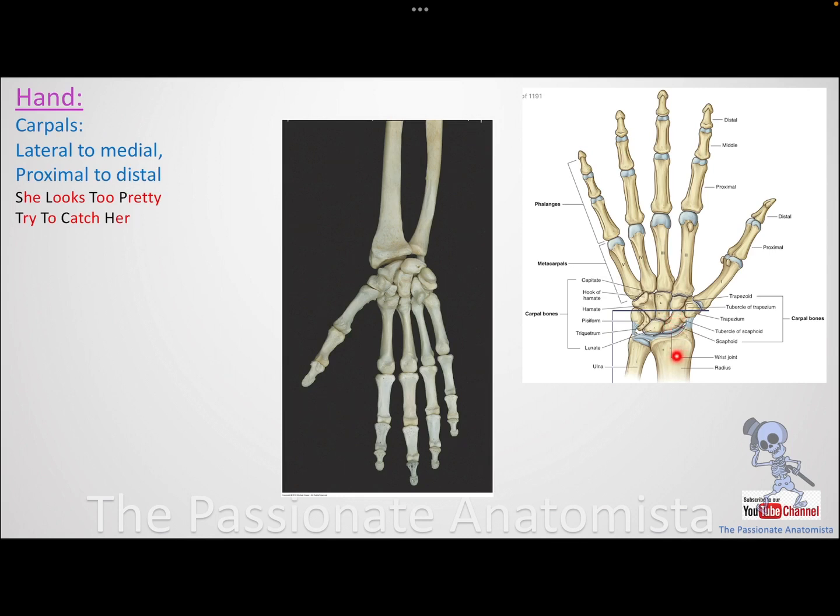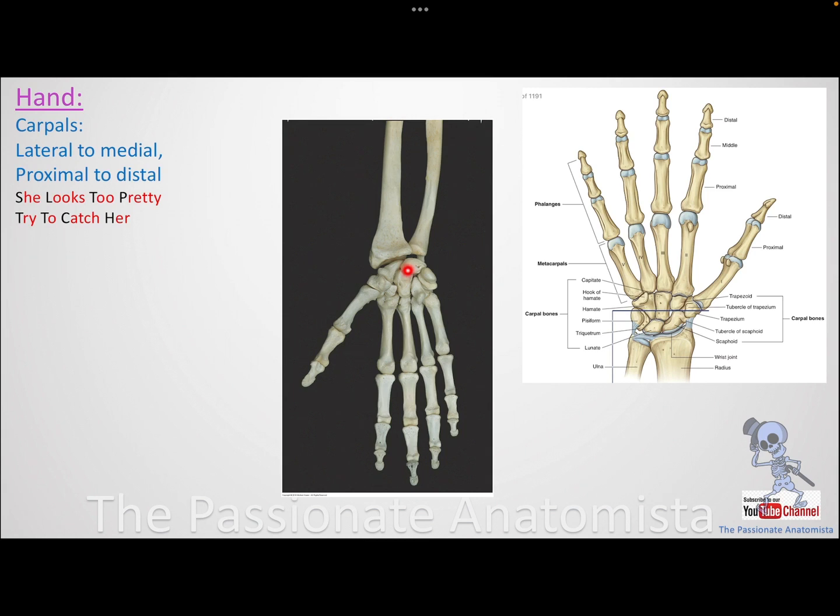This is the radius, all right? So this is the proximal row. This is lateral because anatomically my thumb should be away, all right? So this is the scaphoid, the first bone. And then the second one is L, she looks, the lunate, crescent shaped. So if you look at the scaphoid followed by lunate, this is what lunate means in Latin. It's crescent shaped. All right, so scaphoid and then lunate.